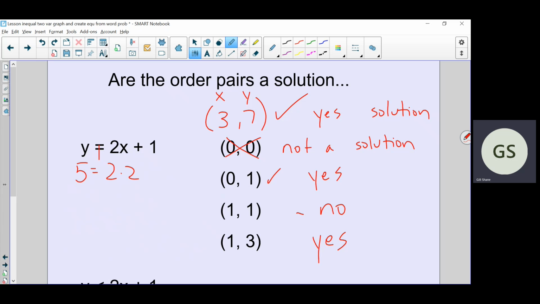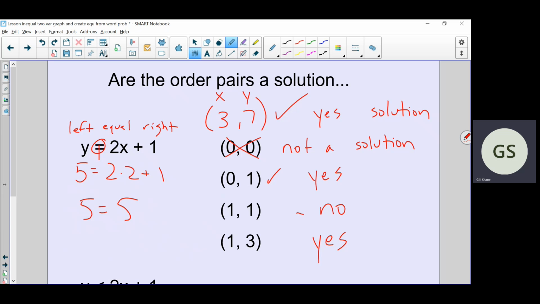So 2 times 2 plus 1 does make the left side equal the right side. So again, a solution is on the line, but it all keys around the fact that the left side has to equal the right side because of that guy right there.